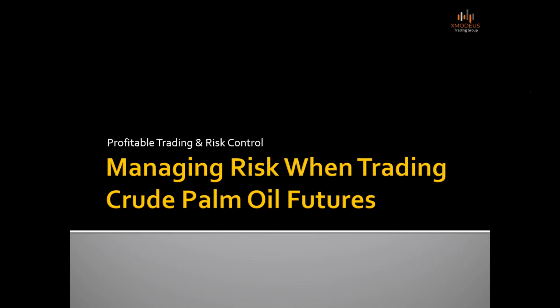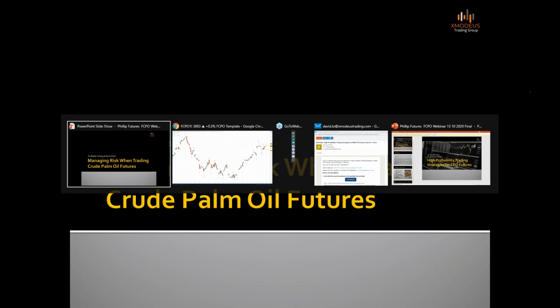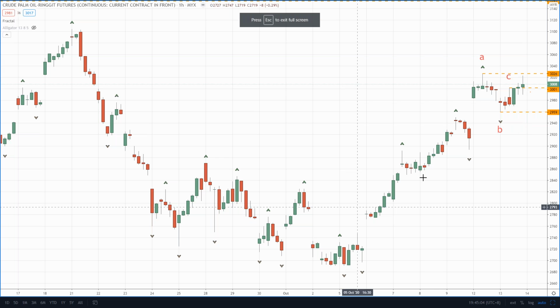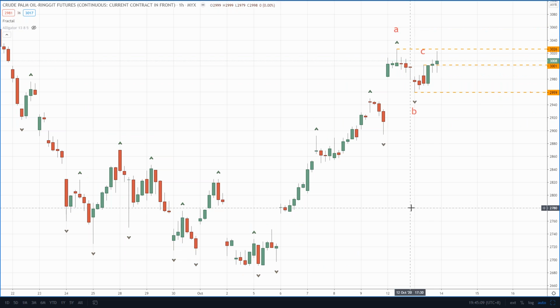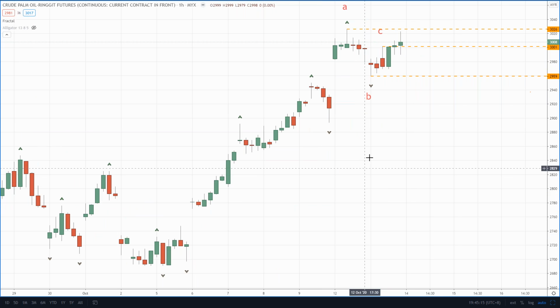So let's look at some charts. Before we talk about managing risk and cutting losses, let's look at some live charts. I'm going to transfer to some live charts. So let's have a look at this live chart. I hope it displays well for you. This is an hourly chart. And what do we have here? This is today's market action.